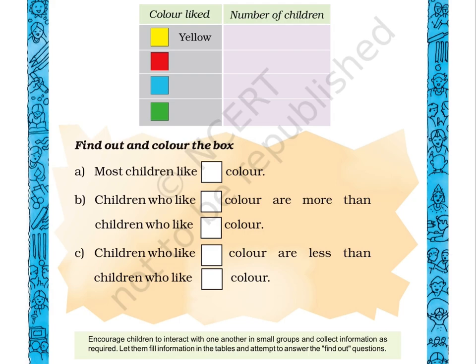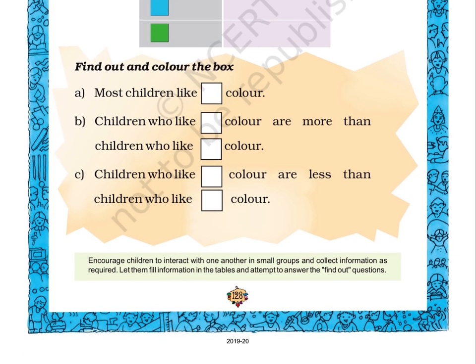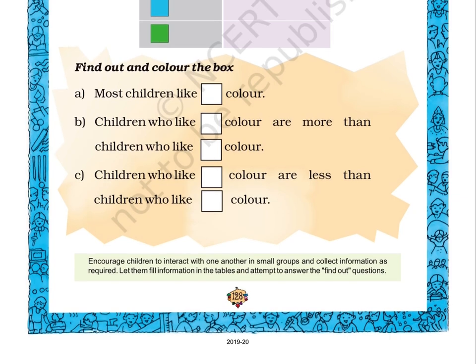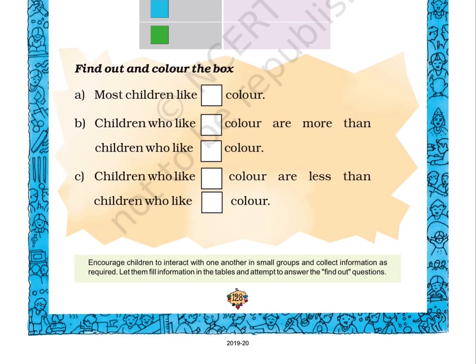Footnote. Encourage children to interact with one another in small groups and collect information as required. Let them fill information in the tables and attempt to answer the find out questions. The chapter 15 of total 15 chapters of the book ends here.